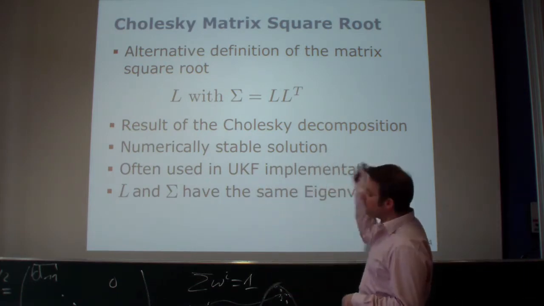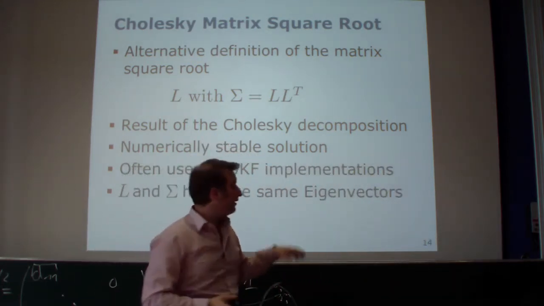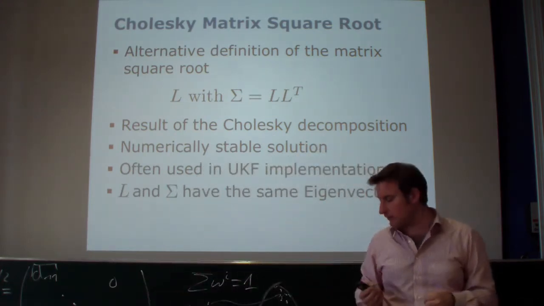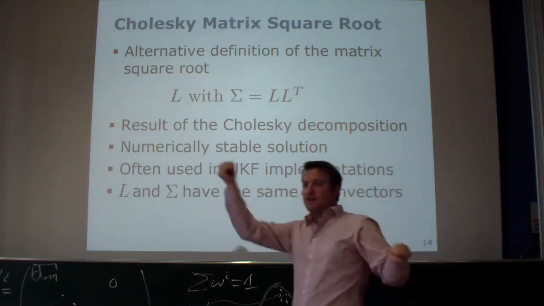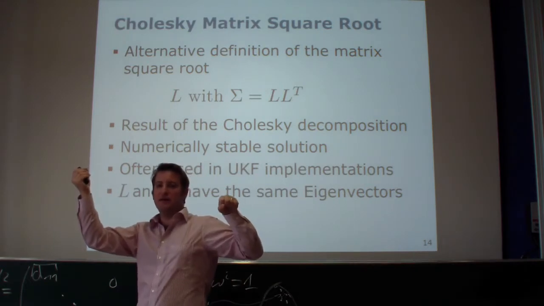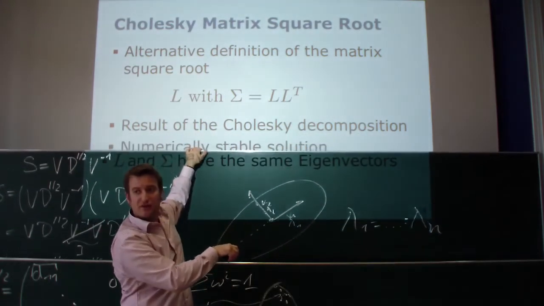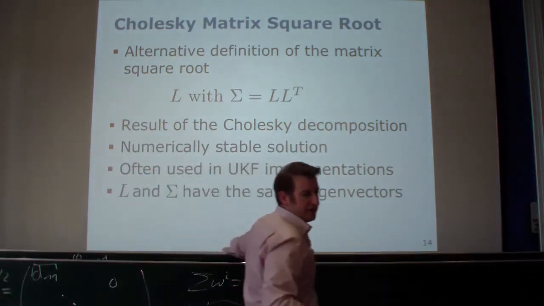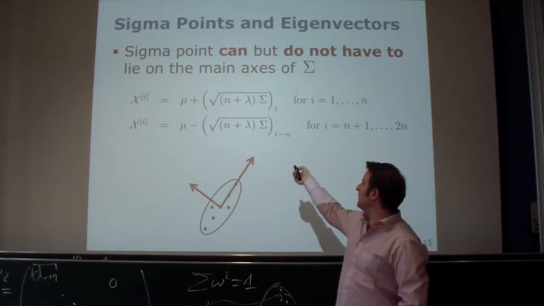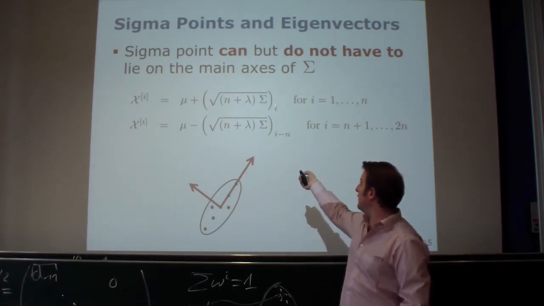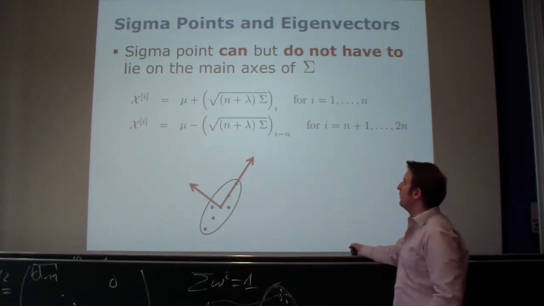In the end, the directions of the eigenvectors are the same. L and sigma have the same eigenvectors, so they point in the same direction of the covariance matrix. Therefore, in the end, if I use one or the other, it doesn't really matter. So we choose the sigma points based on the matrix square root we have here, and these are the individual column vectors: the i-th column vector and the i-th minus one column vector.